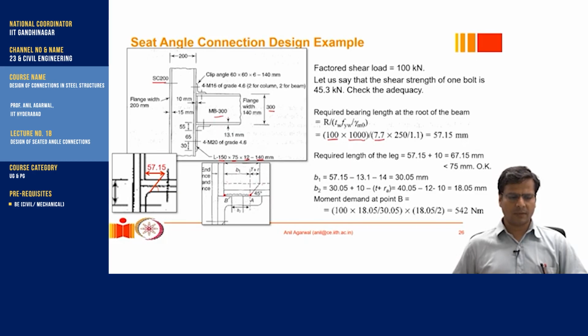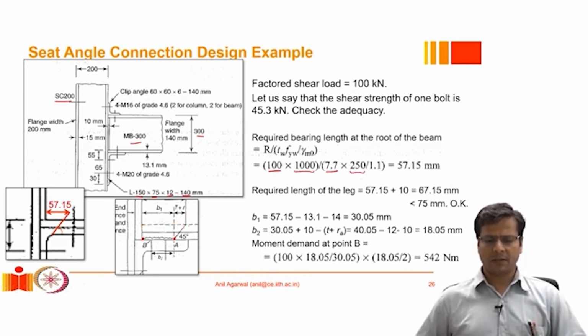So what we are doing is calculating the total force acting on this beam, and calculating the cross-section area of the web which will be resisting that force. That web cross-section area is this length multiplied by 7.7 millimeter, that is the thickness of the web, then divided by the yield stress with a factor of safety of 1.1. These are taken because this is primarily compression, so it is governed by yield stress, and what we get is 57.15 millimeter.